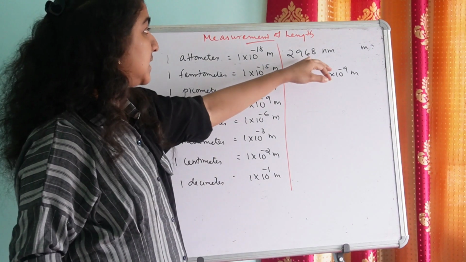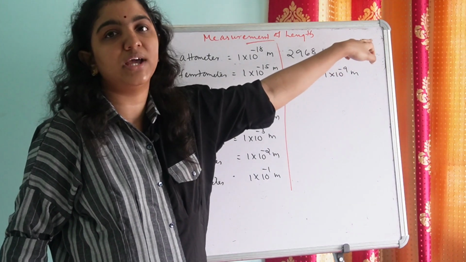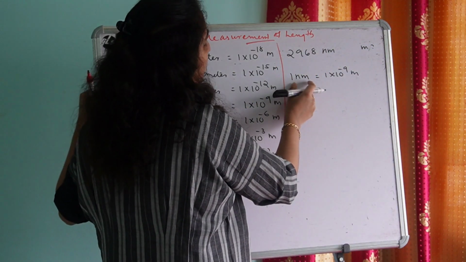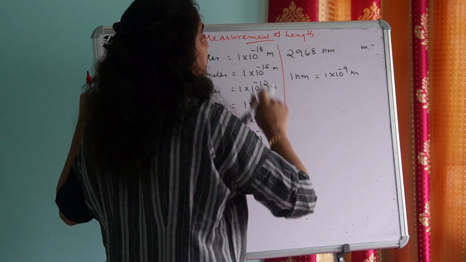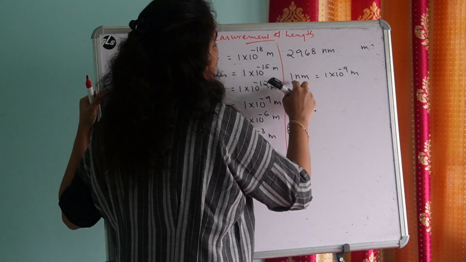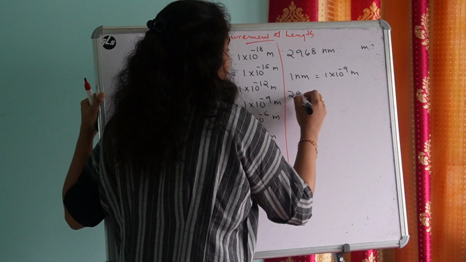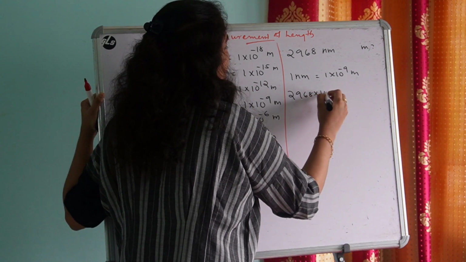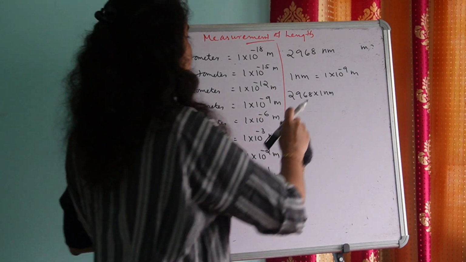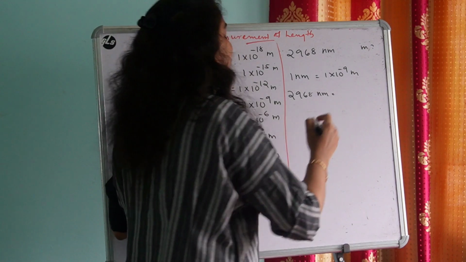Here the value is given in nanometer, and you are asked to find the value in meters. So to make 1 nanometer into 2968 nanometer, we have to just multiply 1 nanometer by this number. So 2968 into 1 nanometer is equal to 2968 nanometer. Is it clear? Yes.